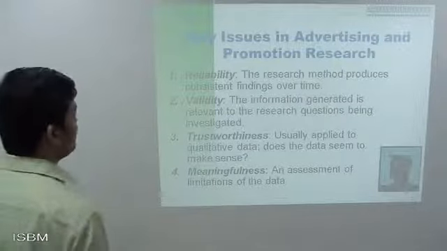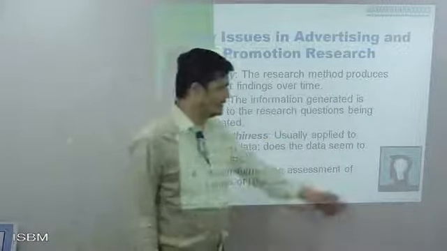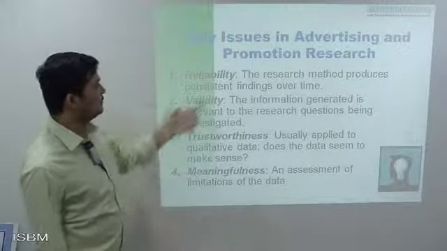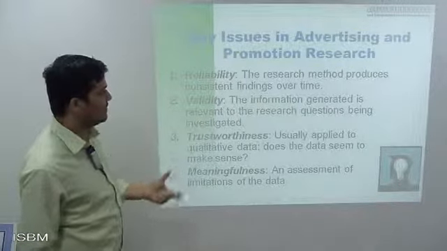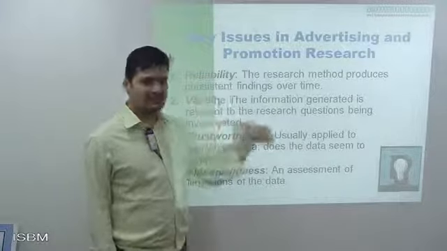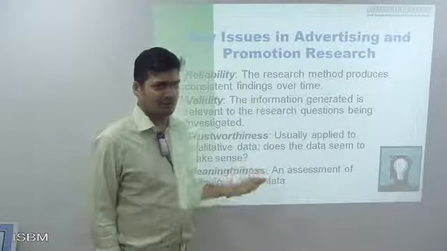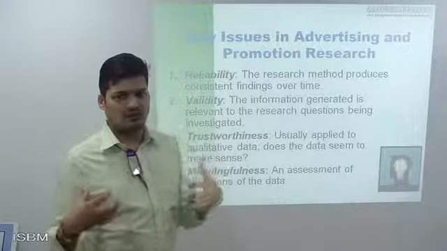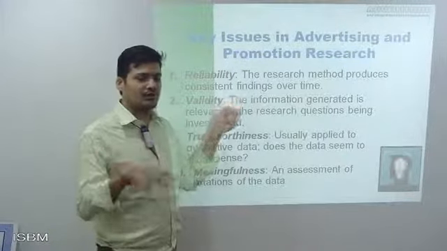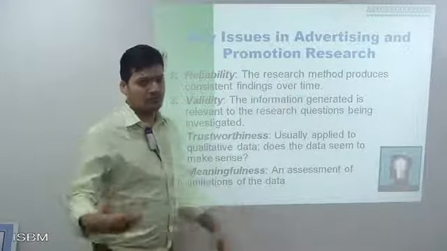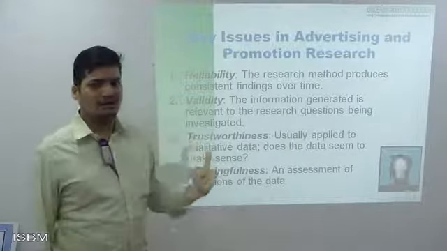So, key issues in advertisement and promotion research. First is reliability: the research method produces a consistent finding over time. We require consistent findings, a continuing finding. We do not want to stop. If we find something, we cannot stop, because in research we require a lot of data: primary data, secondary data, and tertiary data. So we need to continue working on the finding over time, and we need to rely on the data we are getting.